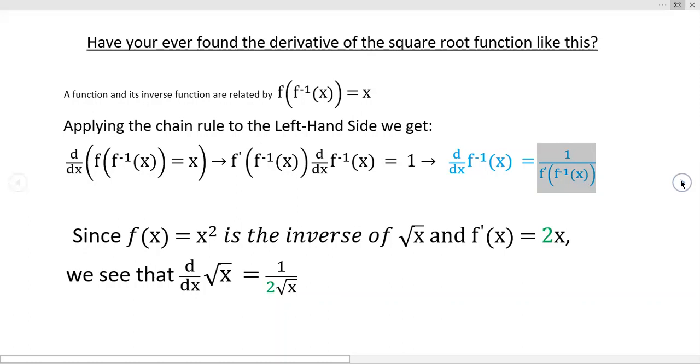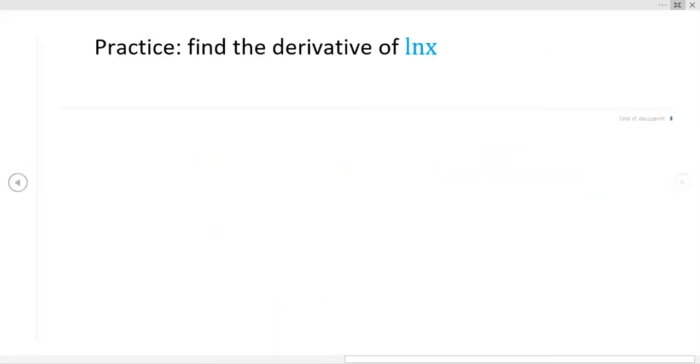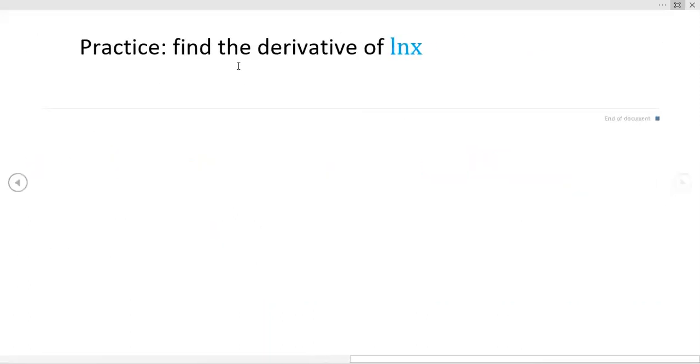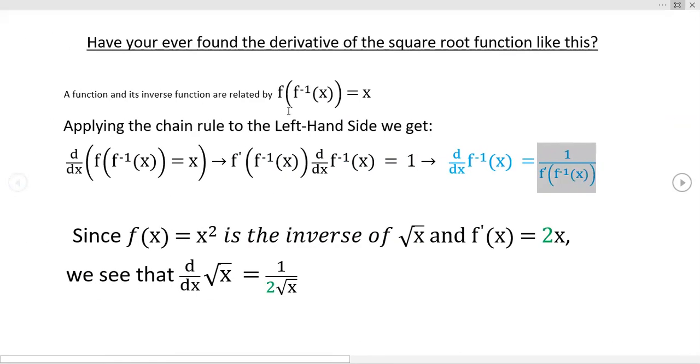Now, I have a practice problem for you here. It makes it very easy to find the derivative of the natural log of x, so see if you can use that result. I'm not sure what they even call it. I think it's the inverse function rule or whatever, but what it does is it relates the derivative of the inverse function to the derivative of the parent function.